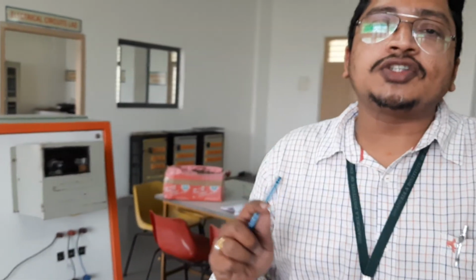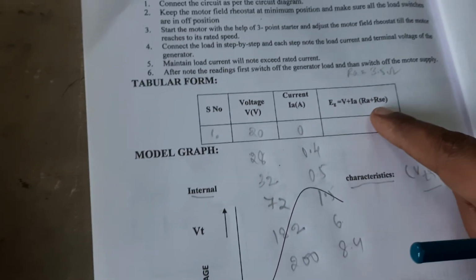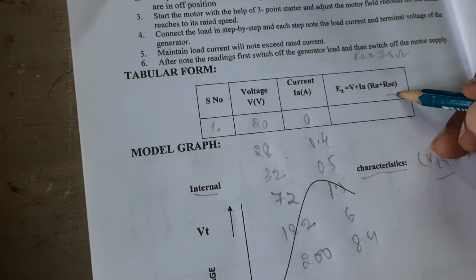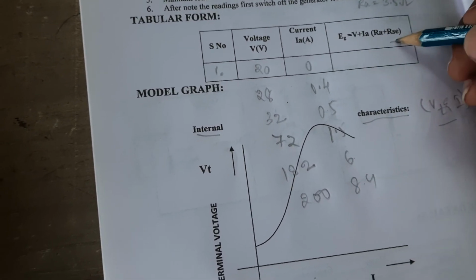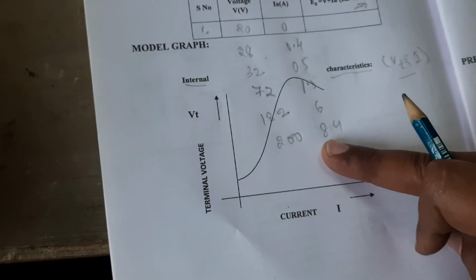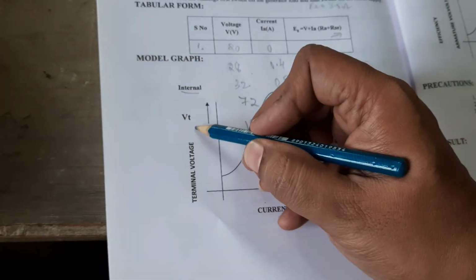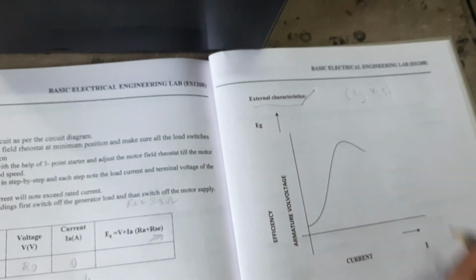In the load test on a DC series generator, the two types of characteristics are to be drawn from these readings. We have V and IA, and RA is also known. The load resistance can be calculated from the steps of load applied. By these readings we can draw the two characteristics, the internal characteristics and the external characteristics.